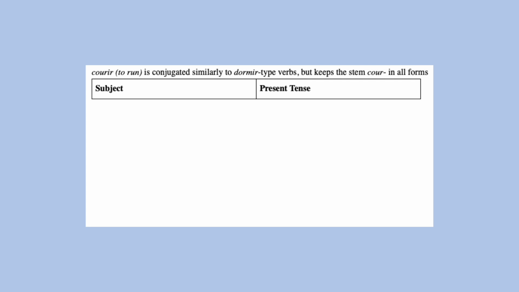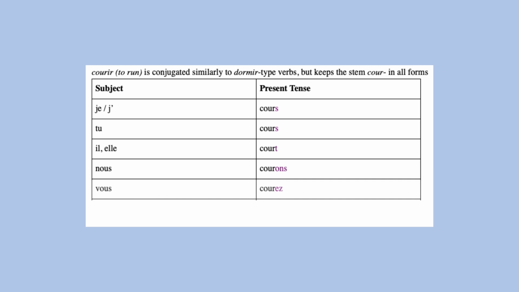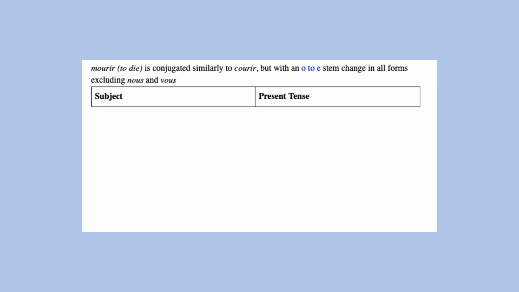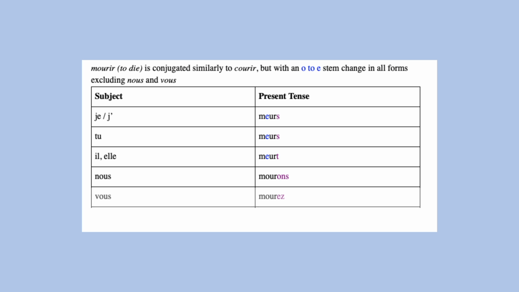And the verb courir is conjugated similarly to dormir-type verbs, but it keeps one stem, cour, in all forms: cours, cours, court, courons, courez, courent. Mourir is conjugated similarly to courir, but with an o to eu stem change in all forms except nous and vous: meurs, meurs, meurt, mourons, mourez, meurent.